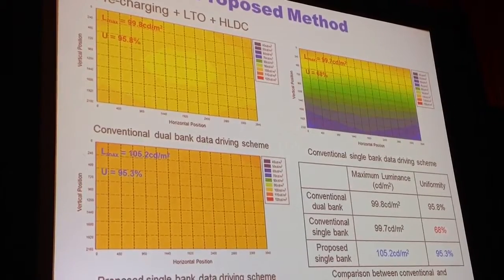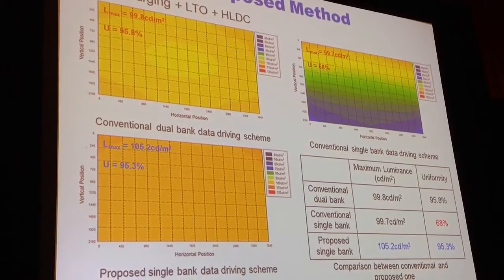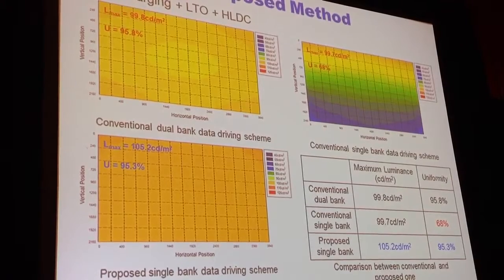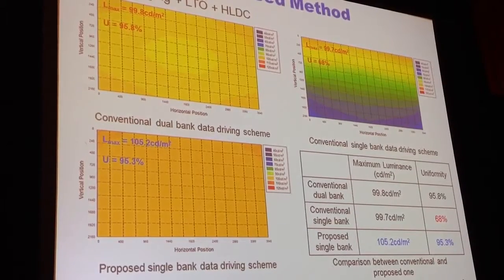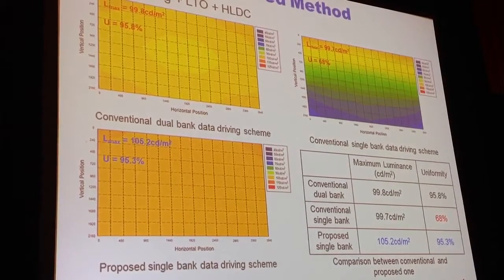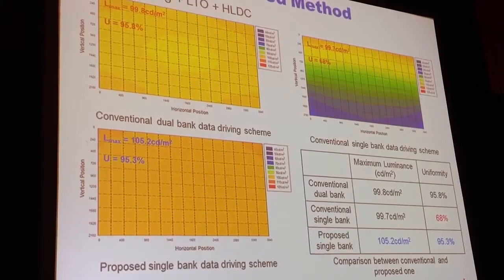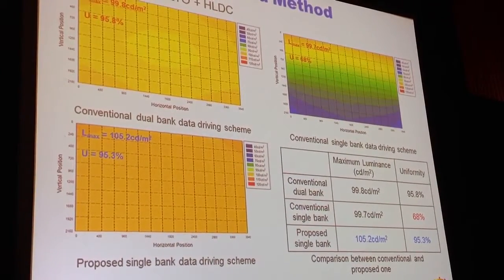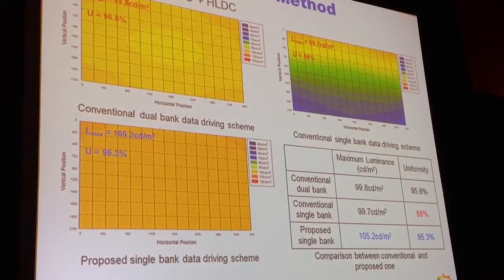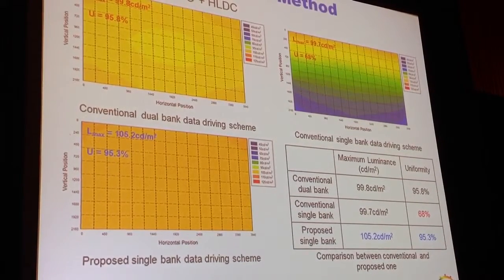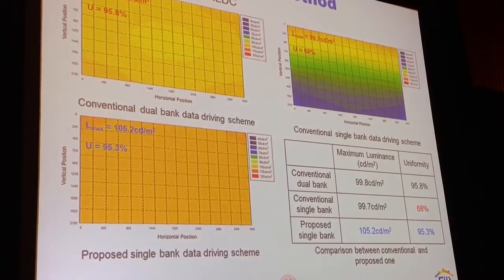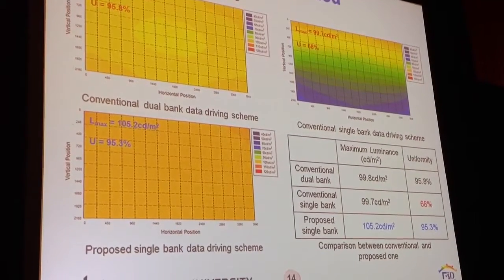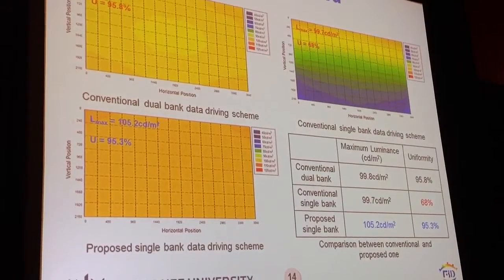Here's the comparison of the proposed method with the conventional dual bank and single bank data driver schemes. You can see the proposed method can increase the luminance to 105.2 candela per square meter and improve uniformity to 95.3%, compared with the conventional single bank data driver scheme. Comparing the proposed one with the conventional dual bank data driver scheme, it shows the difference between them, and the luminance is higher than the conventional dual bank case.